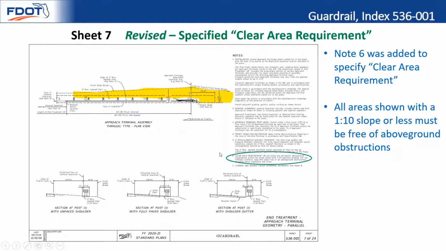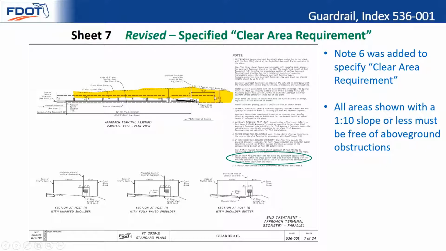But as another part of that requirement now, just to make it clearer, we now have defined a clear area requirement on note 6, which basically explains any place with a 1 to 10 or flatter needs to be free of above ground obstructions. That includes dense vegetation and trees. The whole idea is to emulate the best we can crash test conditions so that nothing unpredictable is happening around the approach terminal. We don't want any vehicle instability there.